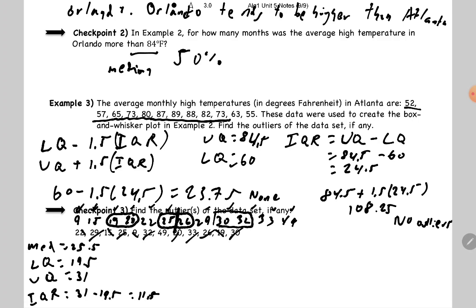Okay. Now, we need to find any outliers. If there's any numbers less than the lower quartile minus 1.5 IQR, then it's an outlier. So 19.5 minus 1.5 times 11.5. So is there any data less than 2.25? No.